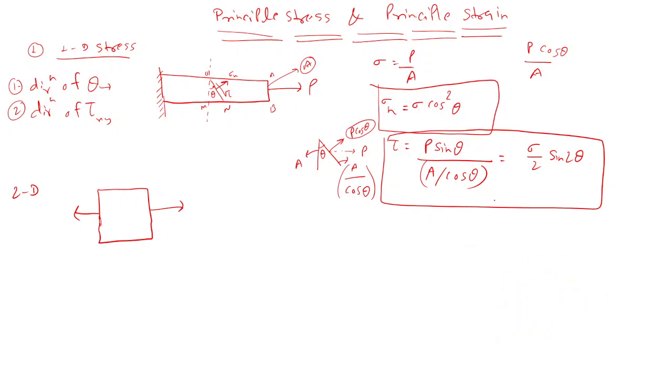So when would this shear stress be maximum? Theta would be 45, right? So when theta is 45, this shear stress would be maximum. So now coming to the 2D stress system.